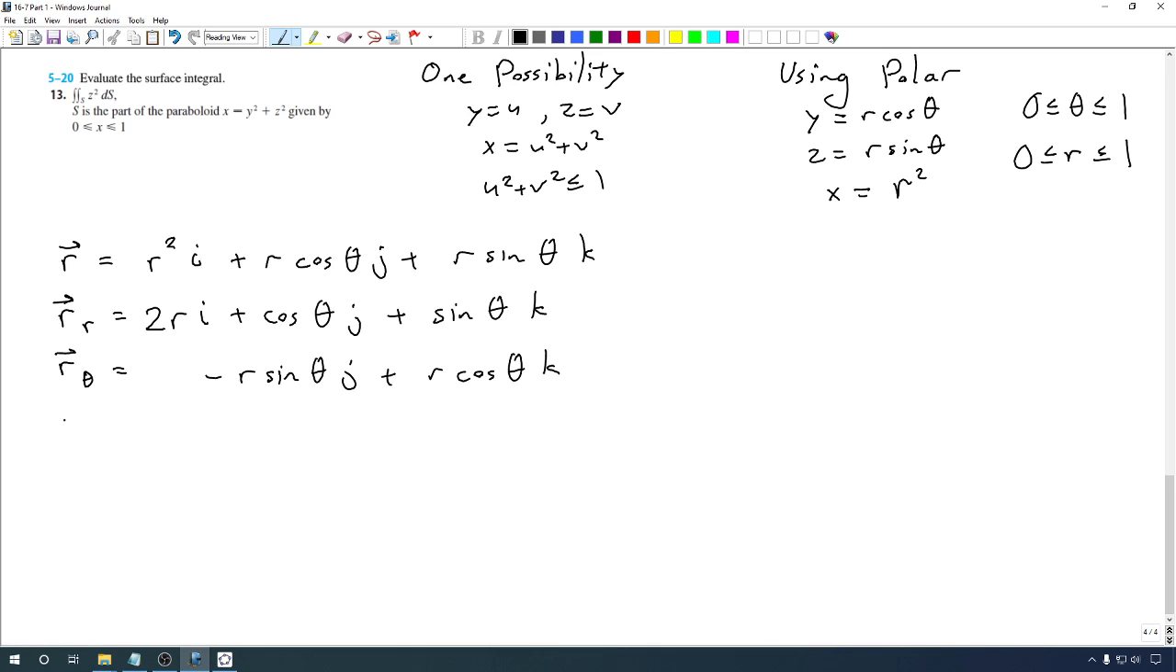We do need to take the cross product of these. I'm going to drop the arrow. I don't like writing arrows over things. I'm also going to write the r sub r as my middle row. I'm going to put it first, just because it's kind of the longest one. We have a 2r, we have cosine theta, we have sine theta. Then we put on our last row, we have a 0 because there's no i. We have minus r sine theta. We have r cosine theta. And our top row, we just put i, j, k.